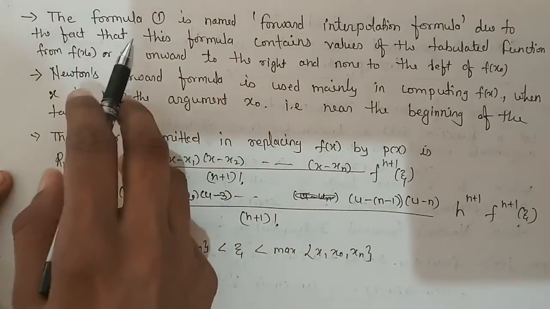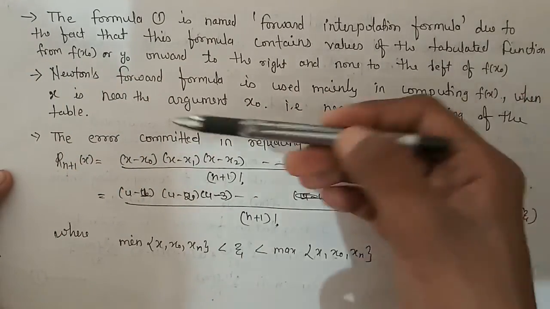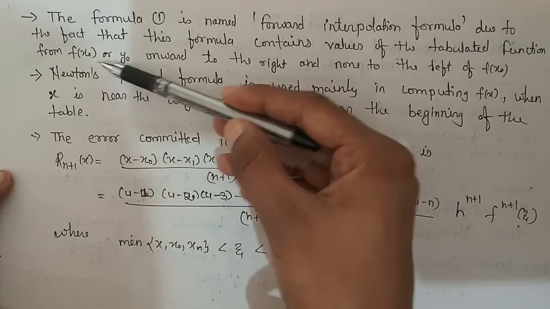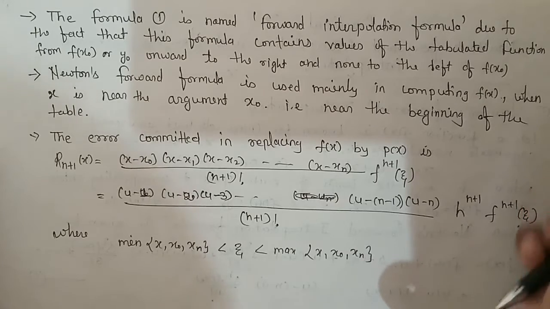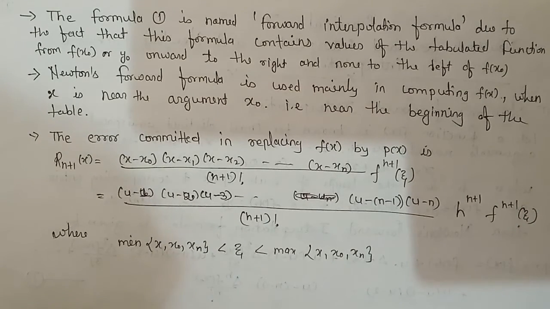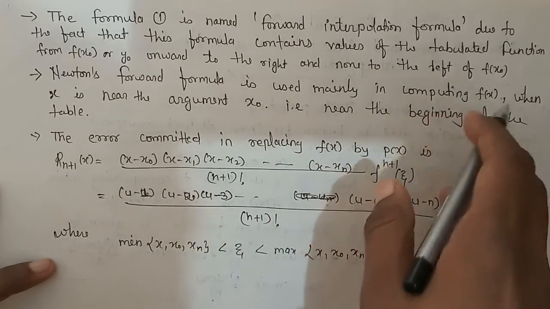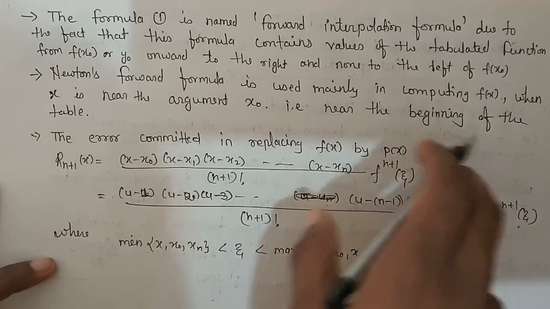The formula which we have given as equation number 1 is named the forward interpolation formula due to the fact that this formula contains values of the tabulated function from f of x0 or y0 onward to the right and none to the left of f of x0. That means we call it the forward Newton interpolation formula because we compute f of x from the x0 side. That is, Newton's forward formula is used mainly in computing f of x when x is nearer to the argument x0, that is, x is nearer to the beginning of the table.